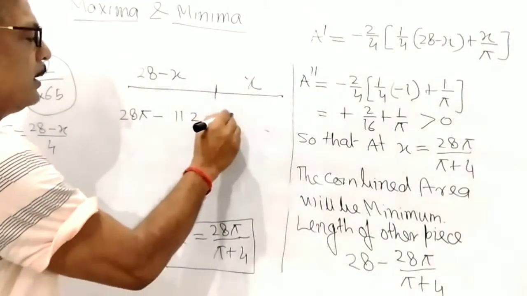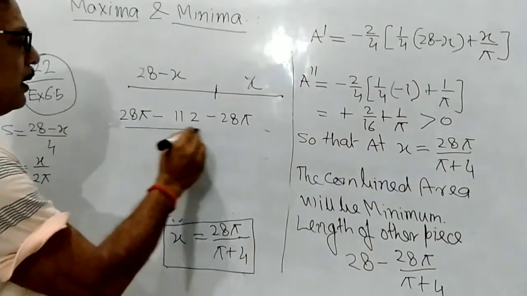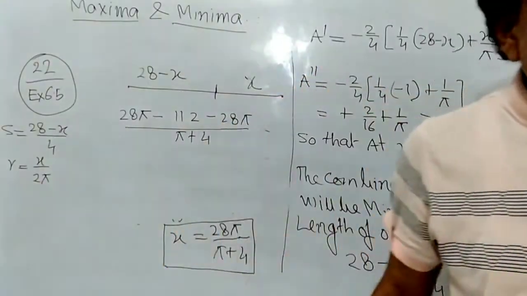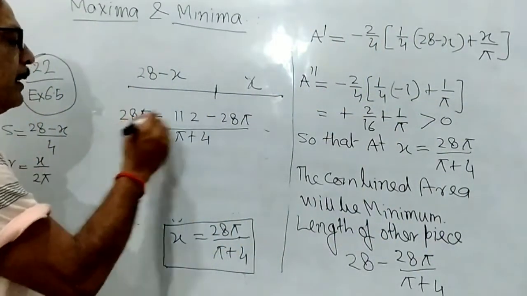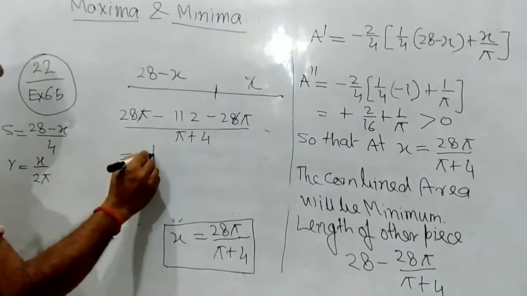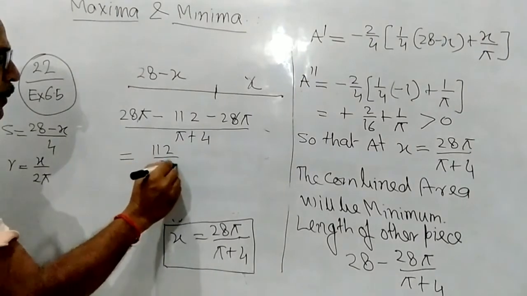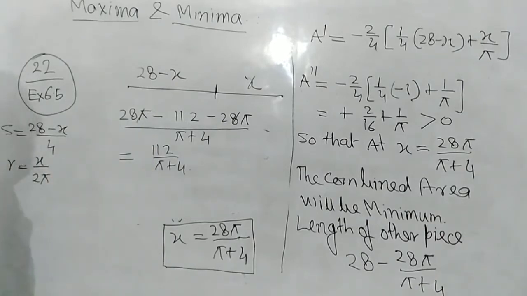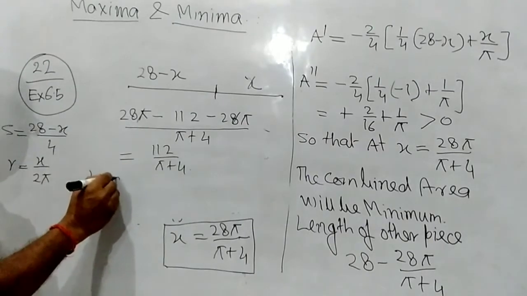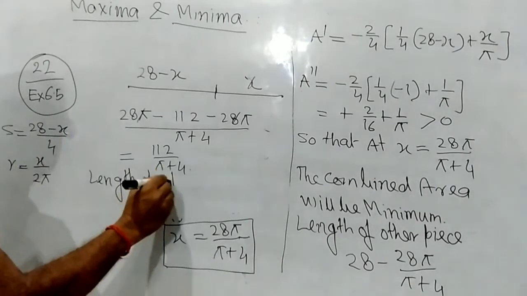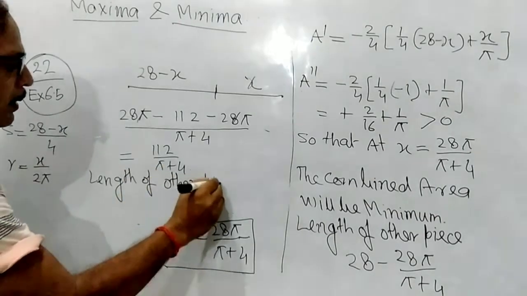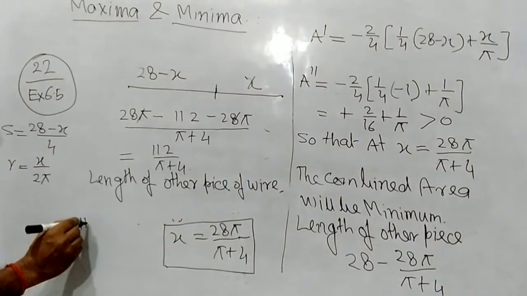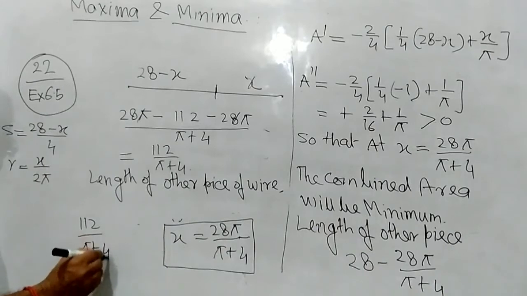Minus 28π upon π plus 4. The π plus 4 cancels, and the result is 112 upon π plus 4. So the length of the other piece of wire is 112 upon π plus 4.